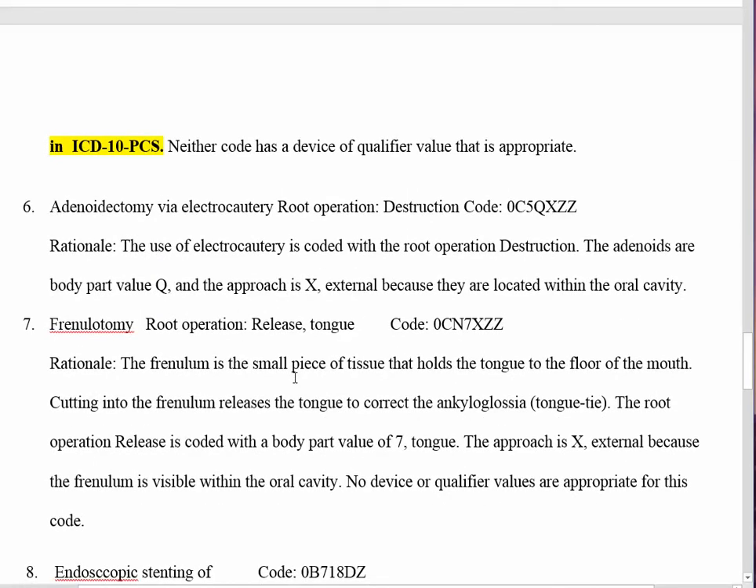The next one is an adenoidectomy, or a removal of adenoids. In this case, they were removed via electrocautery. So they weren't cut off. The physician did not use a scalpel. The surgeon used electrical current to remove this patient's adenoids from their body.